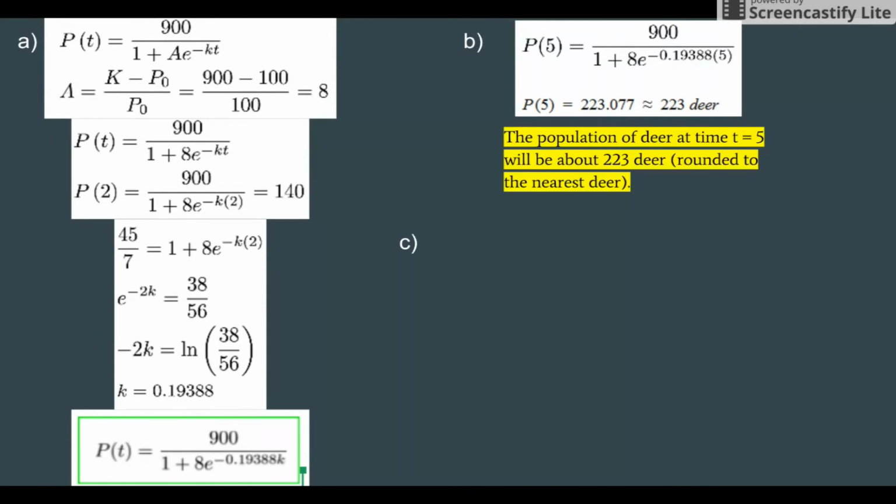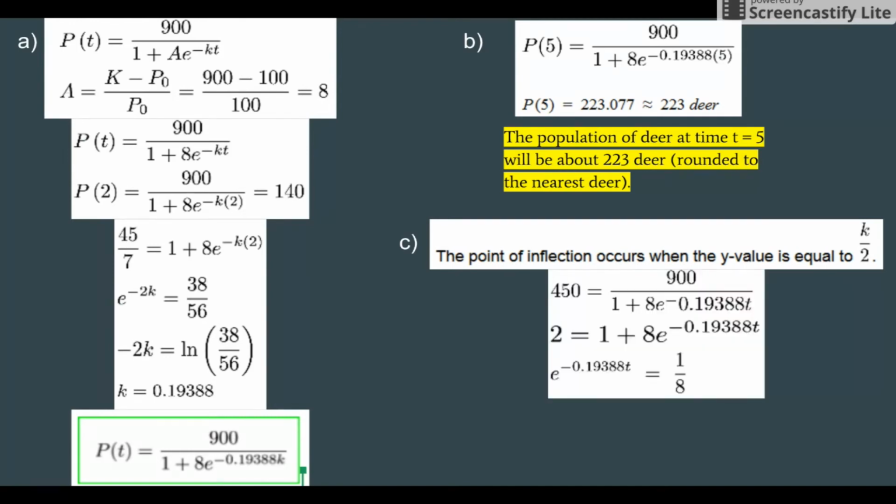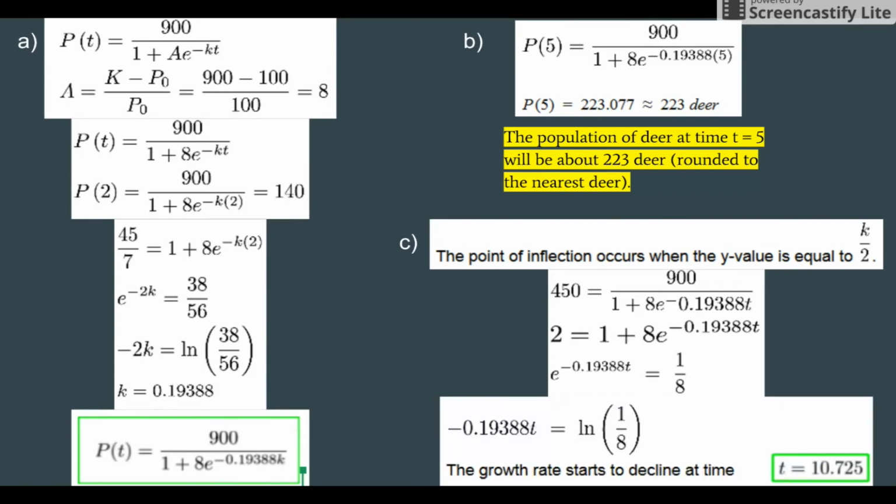For part C, we need to know that the point of inflection occurs when the y value is equal to K over 2. Now that we know this, we can set the equation to be 450 equals 900 over 1 plus 8e to the negative 0.19388t, and we can solve for t. Then we'll find that the growth rate starts to decline at time t equals 10.725.